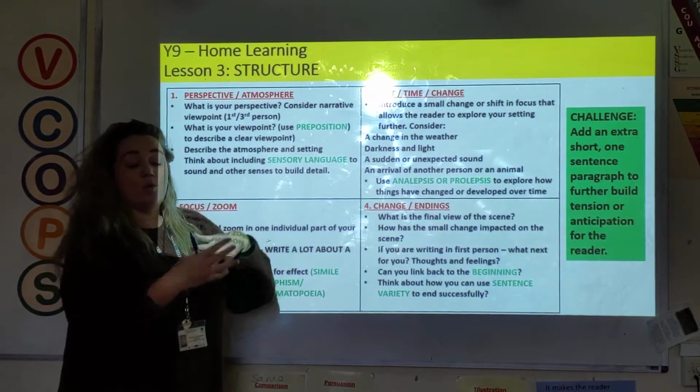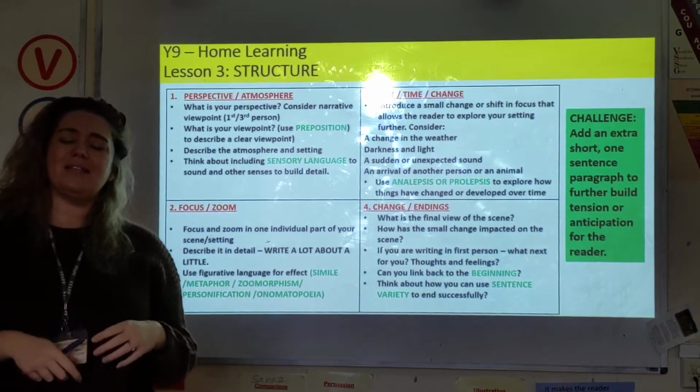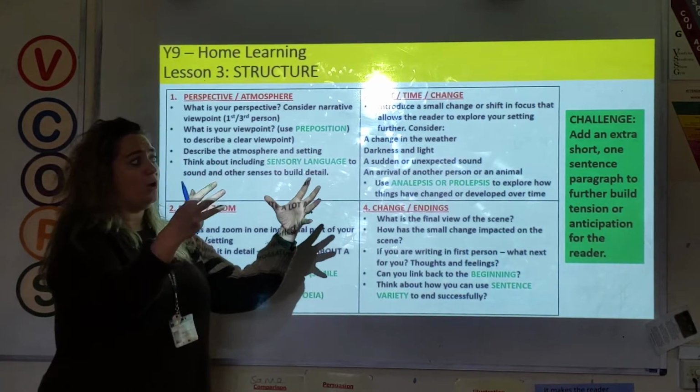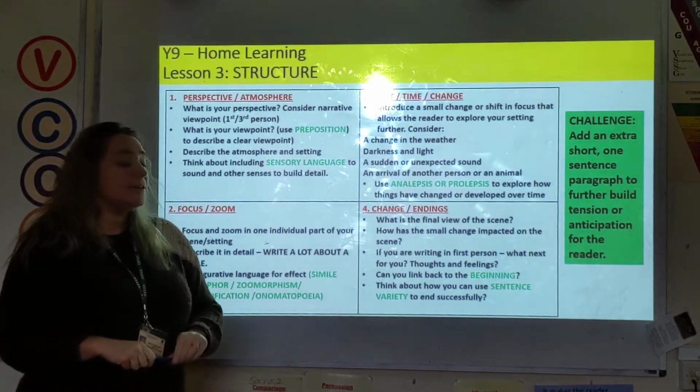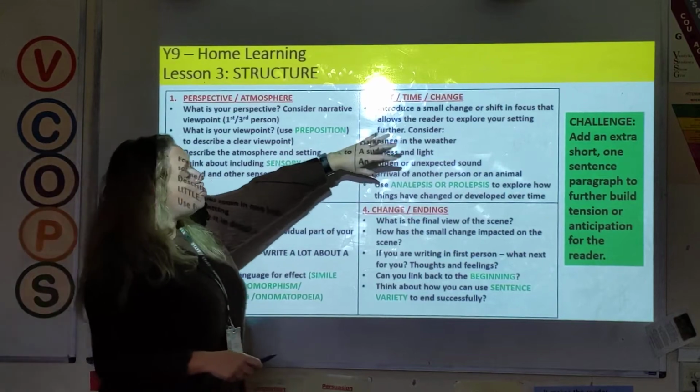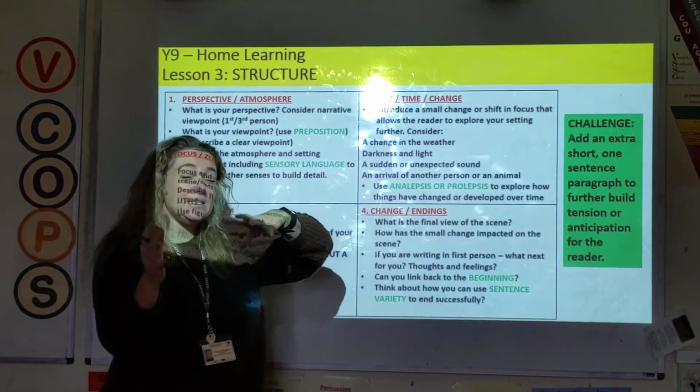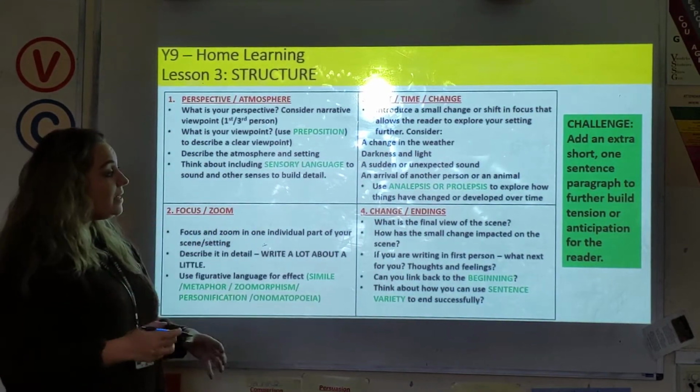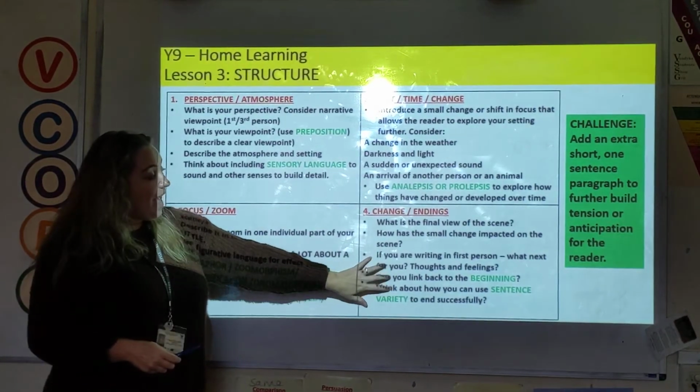Or it might be here that you want to use a flashback. How did you get here? How did this happen? How is this world different to the world that you've left behind? Okay, so really think about how you can use time there to manipulate your reader, to keep them compelled by your writing. And then finally, the end.